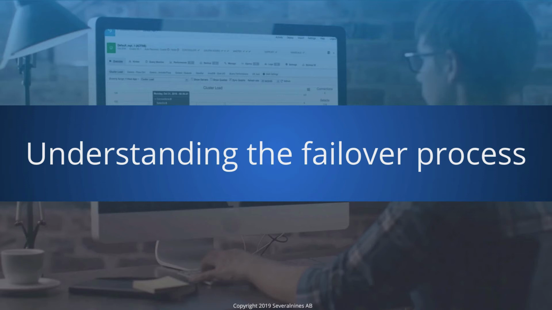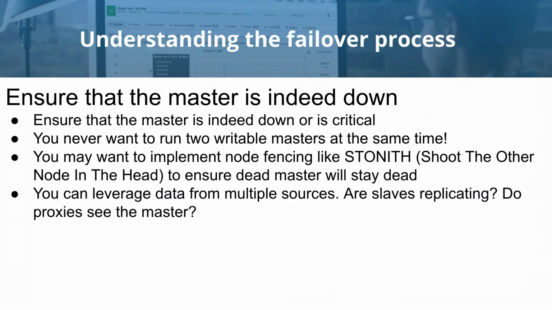So in this section we will be understanding how the failover process works. When failover is about to happen, you have to ensure that the master is surely down. Master detection has to be critical, so avoid any false positives or premature failover. You never want to run two writable masters at the same time. This scenario has to be avoided.